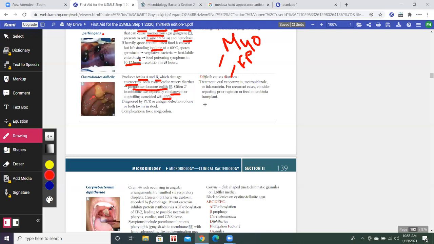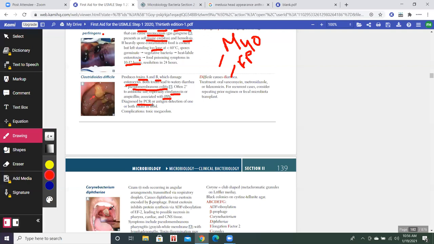Where do we use clindamycin? Where do we use metronidazole? Above the diaphragm we use clindamycin, and below the diaphragm we use metronidazole. So for all types of gram-negative and anaerobic organisms that can cause infections above the diaphragm, we would like to use clindamycin, and for everything below the diaphragm, we would like to use metronidazole.